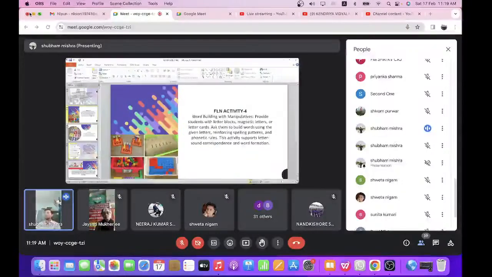And next activity is word building with manipulators. We provide students with letter blocks, magnetic letters or letter cards, or we say flash cards, and ask them to build words using their given letters, reinforcing spelling patterns. This activity supports letter sound correspondence and word formation.